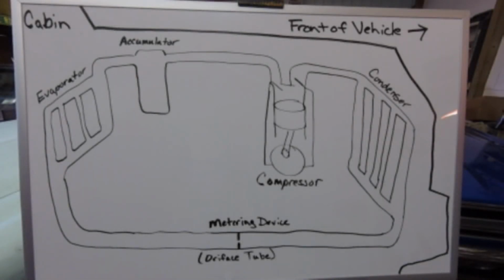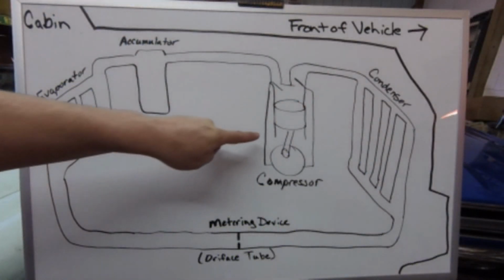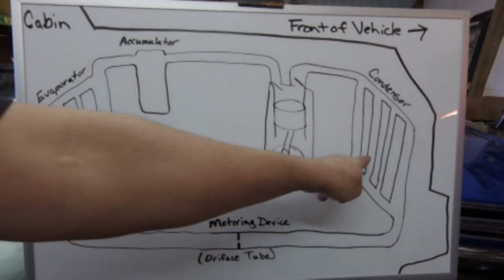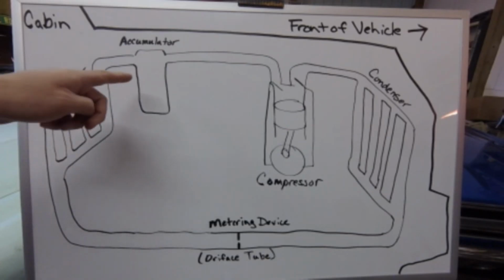This is a simplified drawing of an orifice tube air conditioning system in a vehicle. We have the compressor, the condenser, the metering device, in this case the orifice tube, the evaporator, and the accumulator.